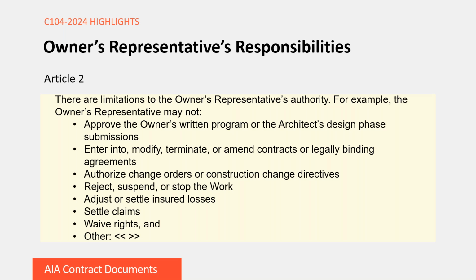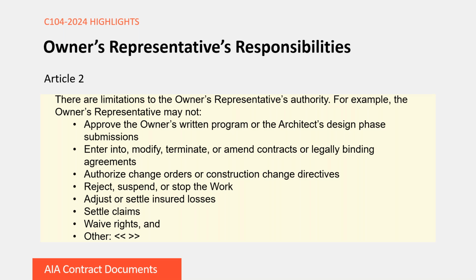The C104 places limitations on the owner's representative's authority to act. And I think it's important to note that our AIA contract documents do publish many standard form agreements where the owner identifies the owner's representative with full authority to act on behalf of the owner in relation to the project. Because of the limitations that are set forth in the C104 related to the owner's representative's authority to act on behalf of the owner, users should really consult with an attorney before designating the C104 owner's representative agreement as the owner's representative in any other standard form agreement that we publish.